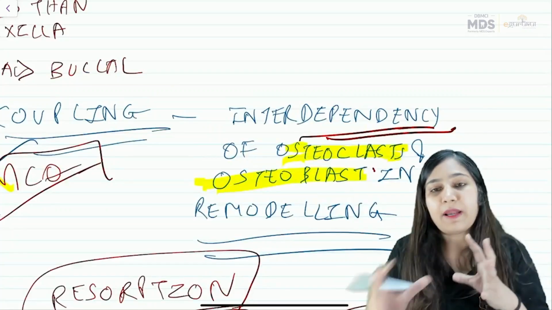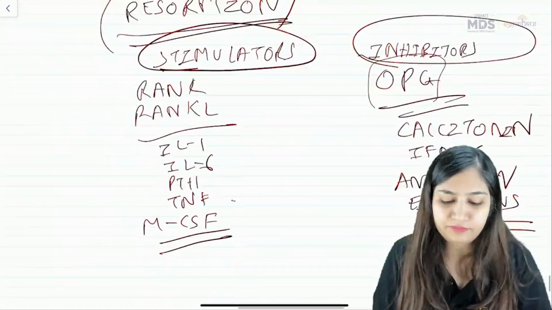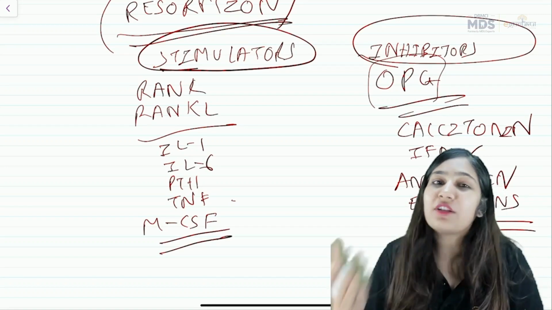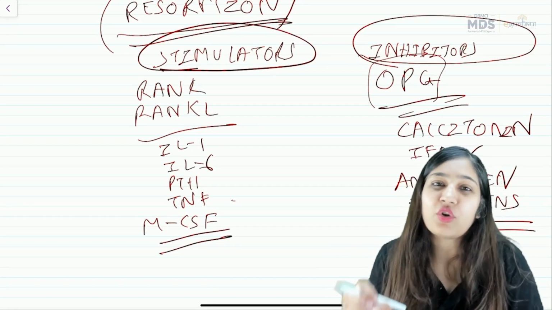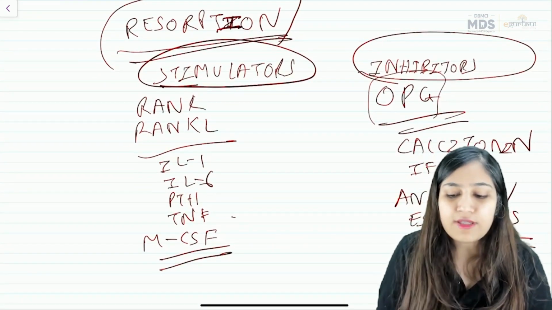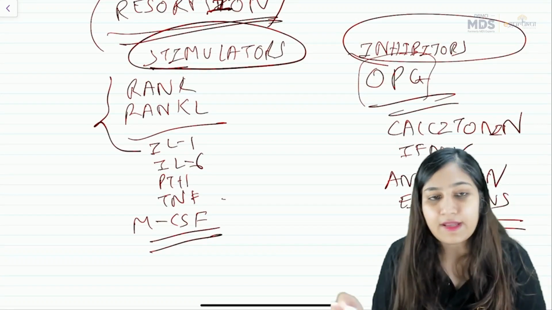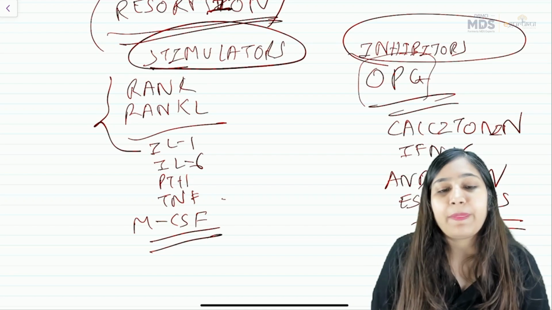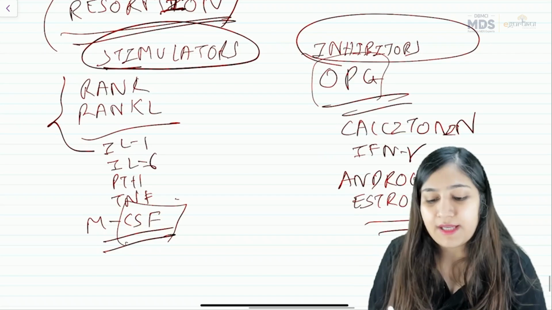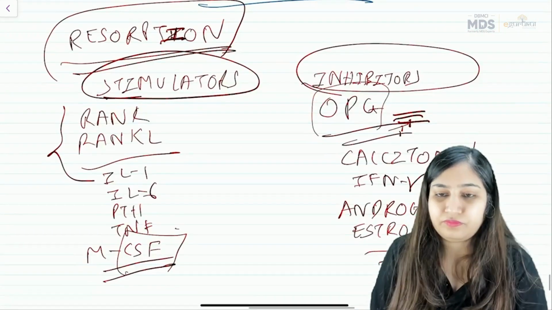What is bone coupling? Interdependency of osteoclast and osteoblast is known as bone coupling. Once resorption starts, osteoclasts are important for resorption, but after resorption, formation of bone is also important, so osteoblast will also play a role. So this is bone coupling. For resorption, stimulators are RANKL, parathyroid hormone, prostaglandin, MCSF, colony stimulating factor, and inhibitors are OPG, as it is secreted mainly by osteoblast, calcitonin, androgen, estrogens.